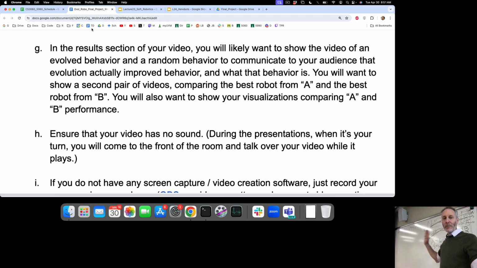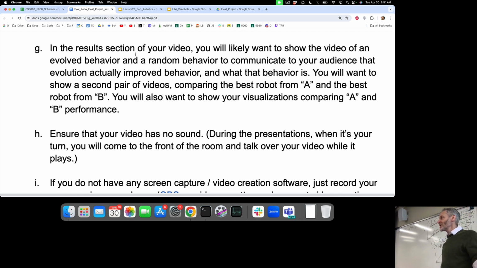Okay, I'm not going to repeat those 4 sections. As a reminder, the 3rd section is arguably the most important one. This is the results section. You're going to have to convince us in probably about 45 seconds or less that evolution occurred, and that A is better than B, or B is better than A, or there's no difference.